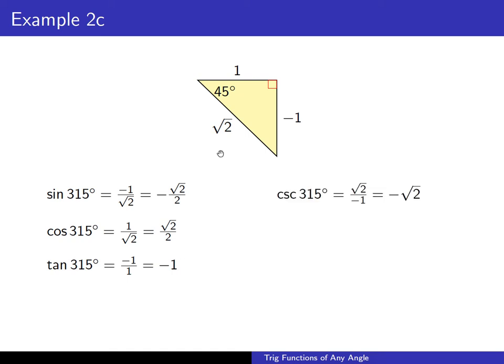And for the reciprocals, cosecant, r over y, square root of 2 divided by -1, is negative square root of 2. For secant, r over x, square root of 2 divided by 1 is square root of 2. And for cotangent, x over y, 1 divided by -1 is -1, or it's, again, the reciprocal of the tangent of 315 degrees.